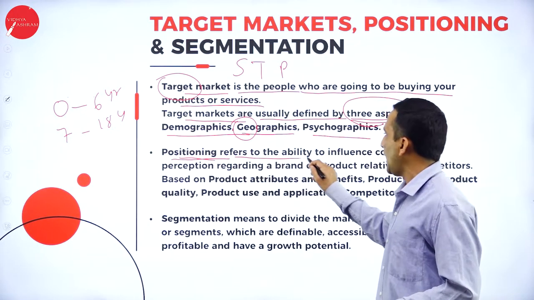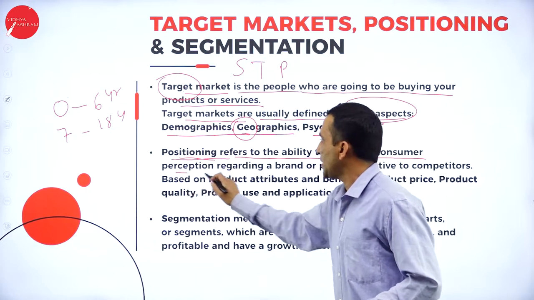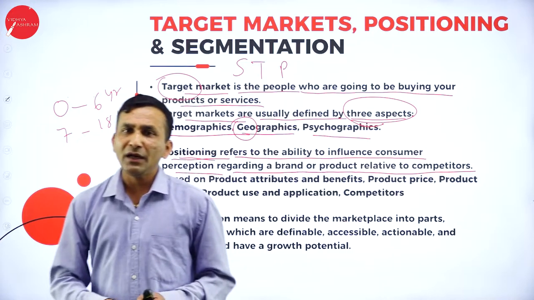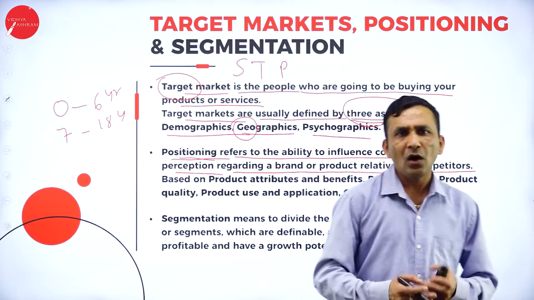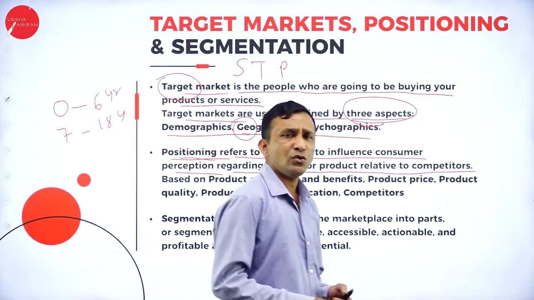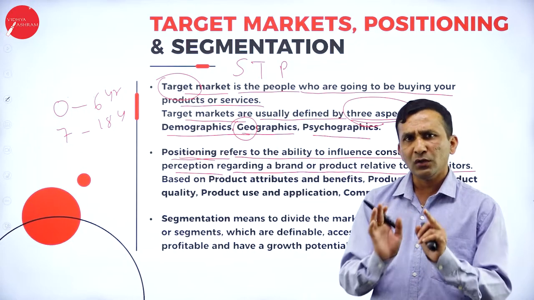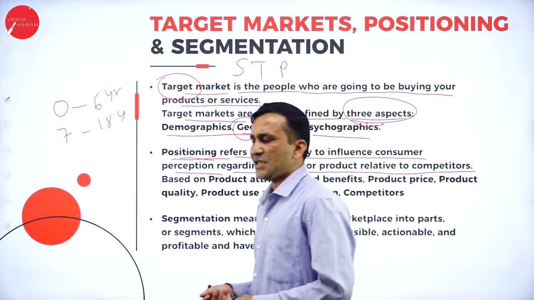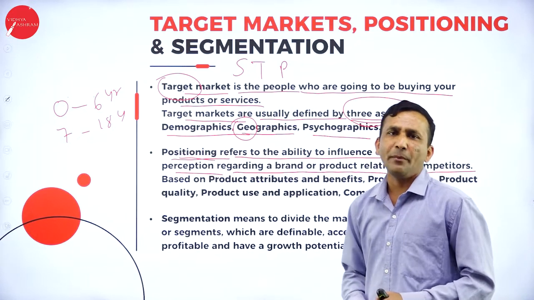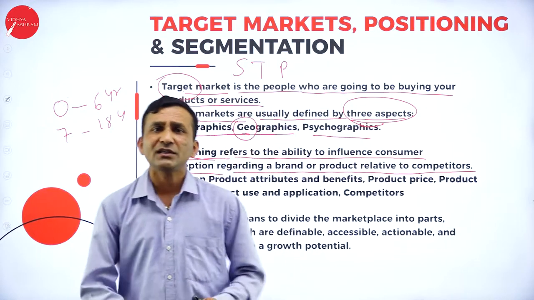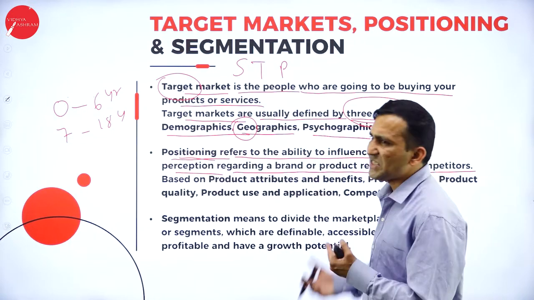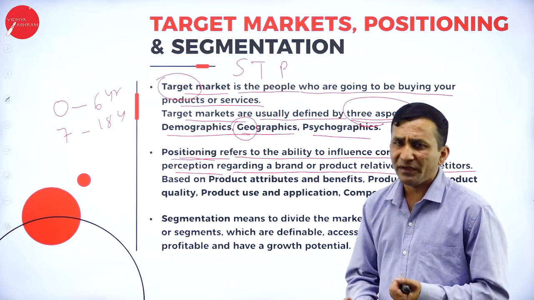And positioning refers to the ability to influence the consumer perception regarding the brand and product relative to the competitors. So you are not coming under a monopoly. Monopoly means you are the only seller. Obviously the customer wants to get the benefit from the monopoly industry, and they have to come to you only. The best example of a monopoly industry is the Indian Railway, because nobody is there as a competitor. In case you are talking about perfect competition, there are too many sellers and too many buyers; too many sellers means obviously your product faces too much competition.